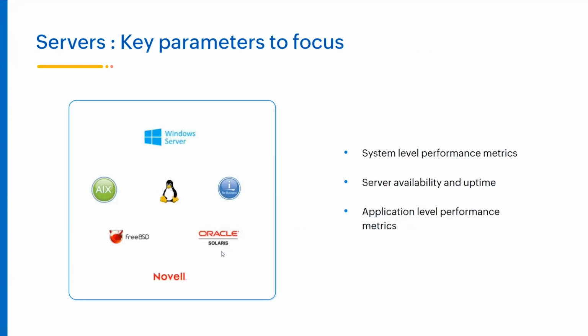When it comes to servers, there are quite a few servers that Applications Manager supports, like Windows Server, AIX Server, IFO Business Server, Linux Server, FreeBSD, Oracle, etc. When it comes to these servers, there are some key metrics that you need to focus on. Some of these include system level performance metrics, server availability and uptime, and application level performance metrics. Apart from this, you can also monitor the event logs, which helps you better understand how the system is operating, and can also give you insight into the health of the system.